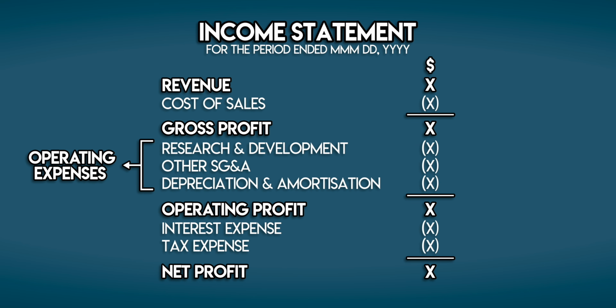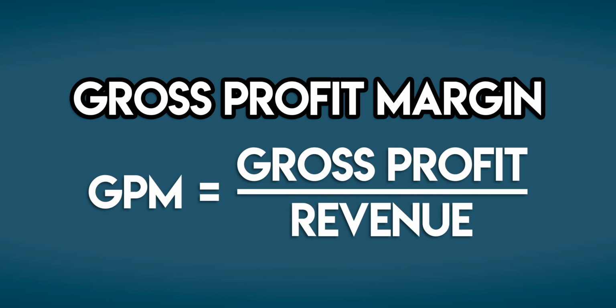As you can see, there are 3 types of profit in an income statement: gross profit, operating profit, and net profit. Gross profit is the big one at the top. It's a business's revenue minus its cost of sales. And if we take gross profit and divide it by revenue, then we can find a business's gross profit margin, which is the first of our 25 financial ratios.